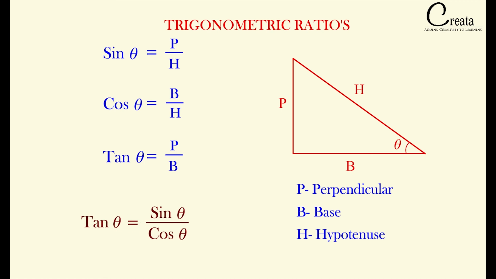Okay students, till now we have learned about sin theta, cos theta and tan theta as trigonometric ratios. We have understood that these ratios are fixed with respect to some angles. As the angle changes, these trigonometric ratios will also change. In our experiment, we have done it for a 30 degree angle. So here we will calculate the trigonometric ratios, that is sin theta, cos theta and tan theta, for some specific angles. We will calculate for 0 degree, 30 degree, 45 degree, 60 degree and 90 degree.